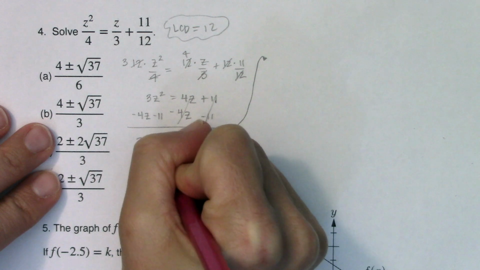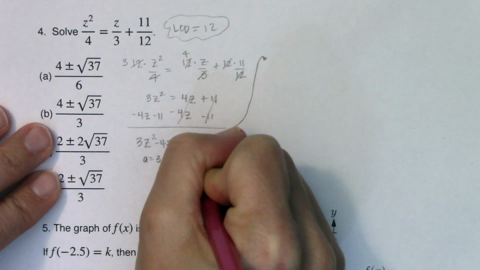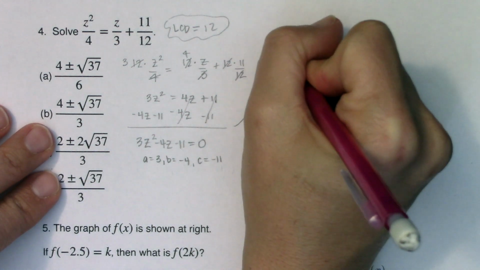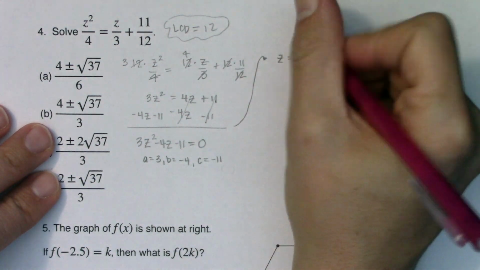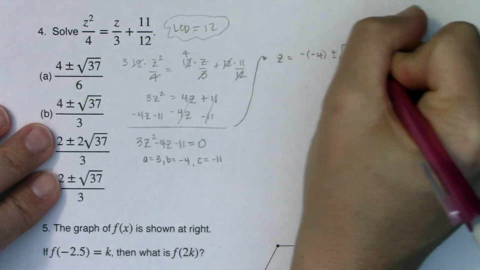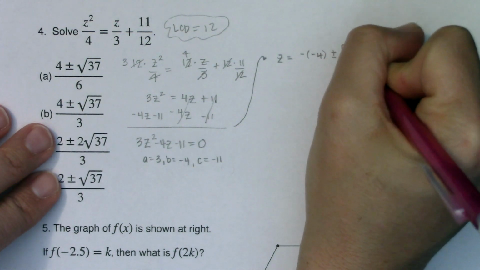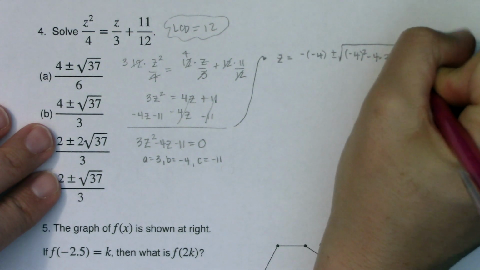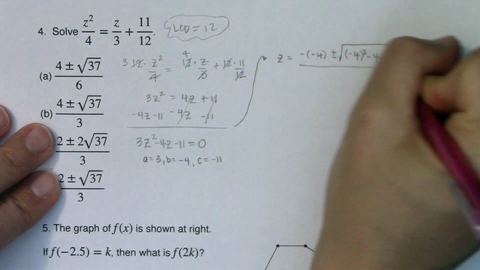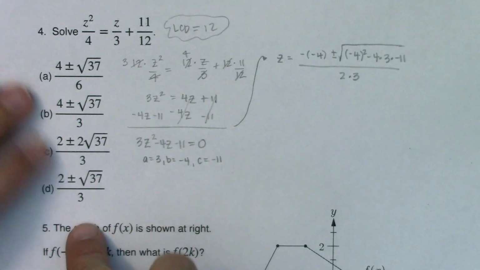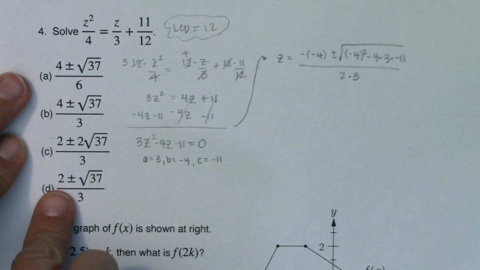A is going to be 3, B is going to be negative 4, and C is going to be negative 11. So if I want to solve for Z, it's going to be negative B, right? Negative of negative 4 plus or minus the square root of B squared minus 4 times A times C, all over 2A. So we're going to simplify this and then match it up with whatever's going on over here.